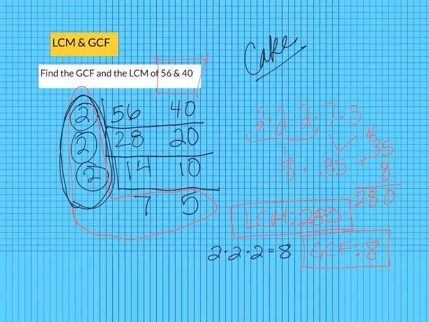So this method is awesome because it does double duty. You can find the GCF and the LCM just depending on what you multiply. So if I multiply all of these factors on the left-hand side, I'll get my GCF. If I additionally multiply the bottom 2 factors, whatever they may be, I will find my LCM. So this cake method is awesome.